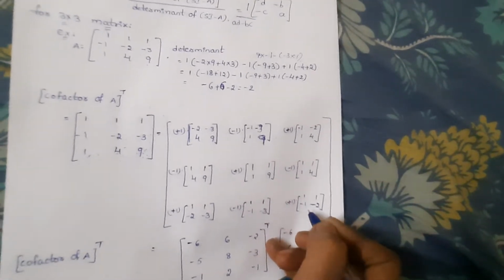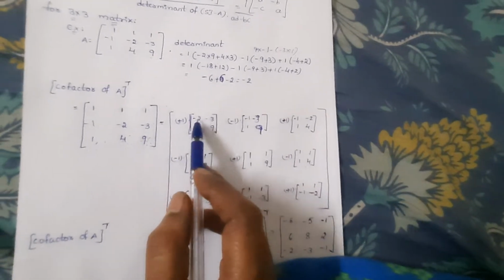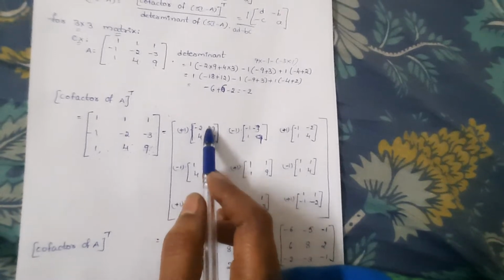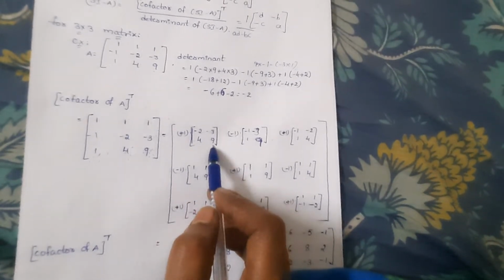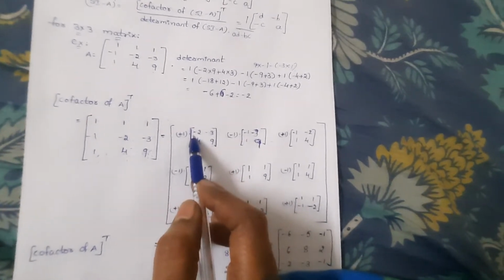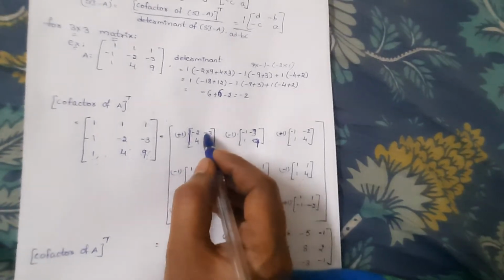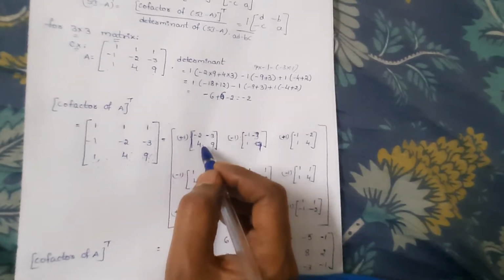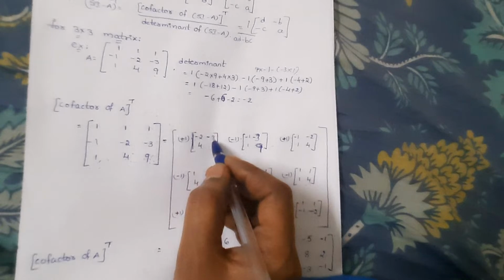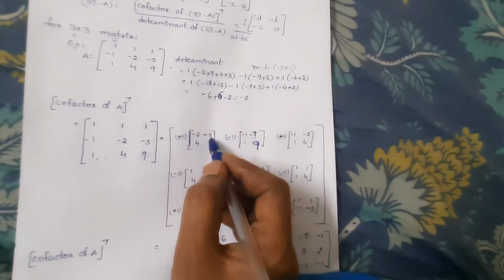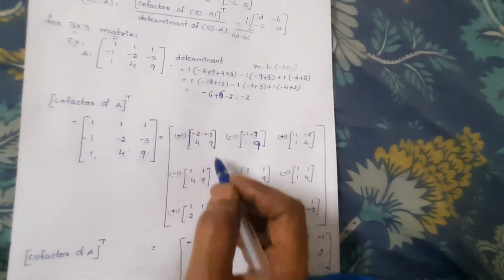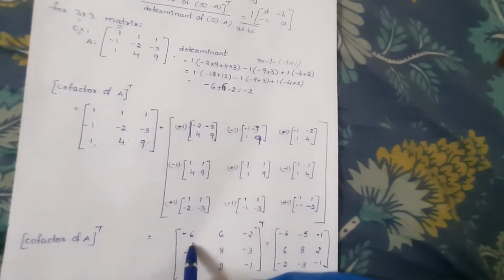-2. Okay. So means you are writing like this, here you have to cross multiply. AD minus BC you have to do. 9 into 2 -18. -18, this is -3, minus of -3 into 4. So -18 plus 12. So you are going to get -6.